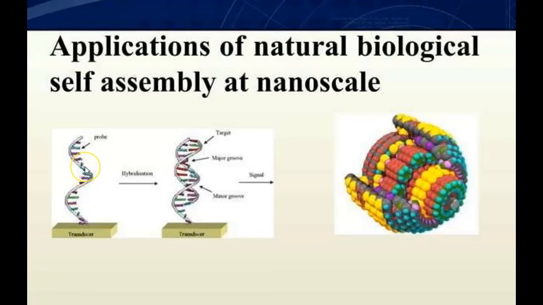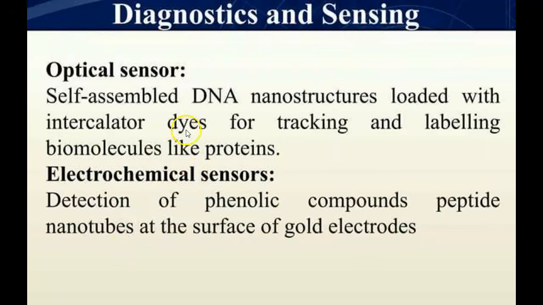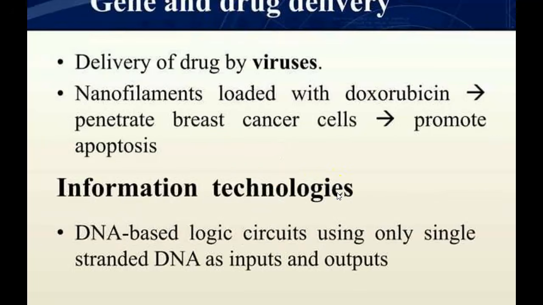Now we'll discuss the applications of natural biological self-assemblies at nanoscale. They are basically used in diagnostic and sensing activities. For example, different kinds of optical sensors, self-assembled DNA nanostructures loaded with intercalating dyes for tracking and labeling biomolecules like proteins. Similarly, we can form electrochemical sensors, for example, detection of phenolic compounds using peptide nanotubes at the surface of gold electrodes.